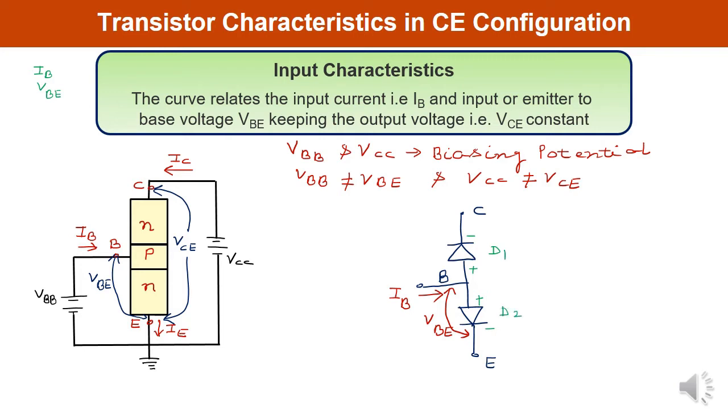When you plot the input characteristic, you have to plot the curve between IB and VBE by keeping VCE constant. When you plot the output characteristic, you have to plot the curve between IC and VCE, which is the potential, by keeping IB constant. So let us draw and understand each and every curve in detail.